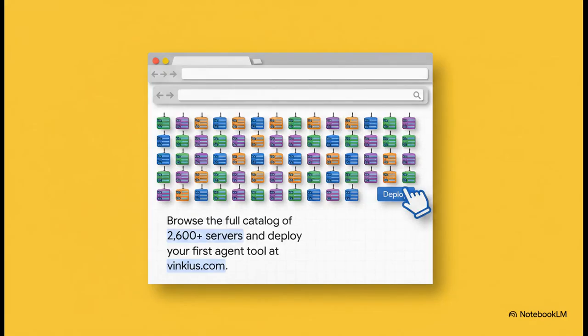That's it, 100%. Head over to Vinkius.com. You can browse that entire catalog of over 2,600 servers we were just talking about. Everything is right there, ready to go. Seriously, go give it a try.